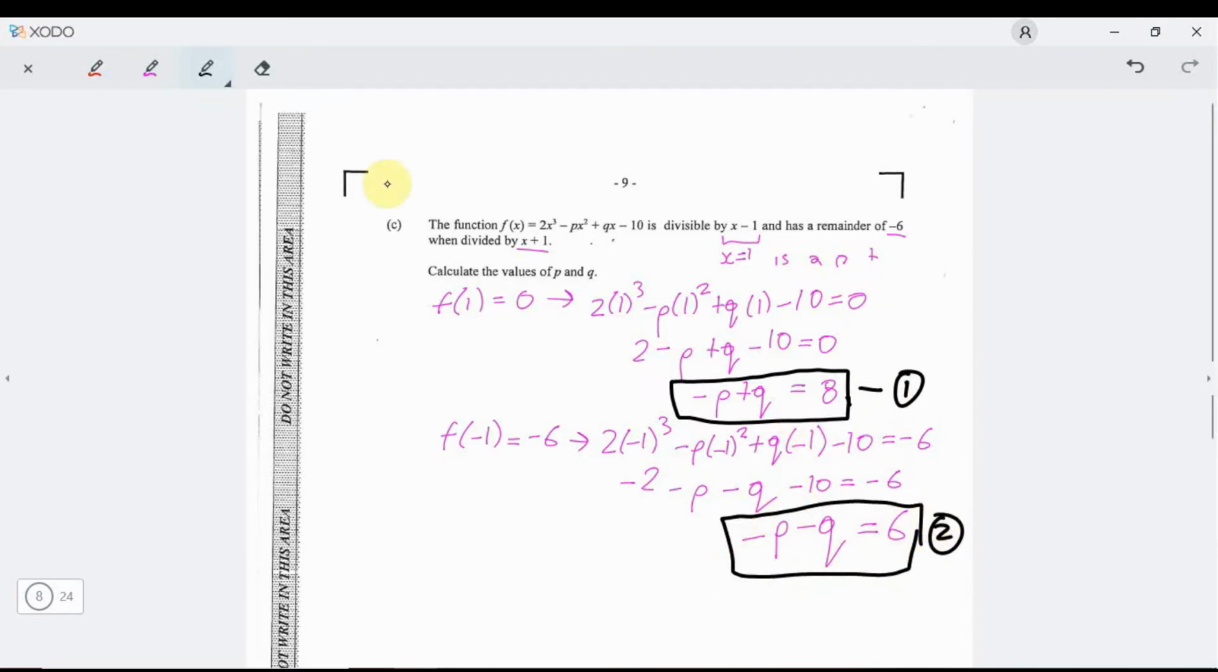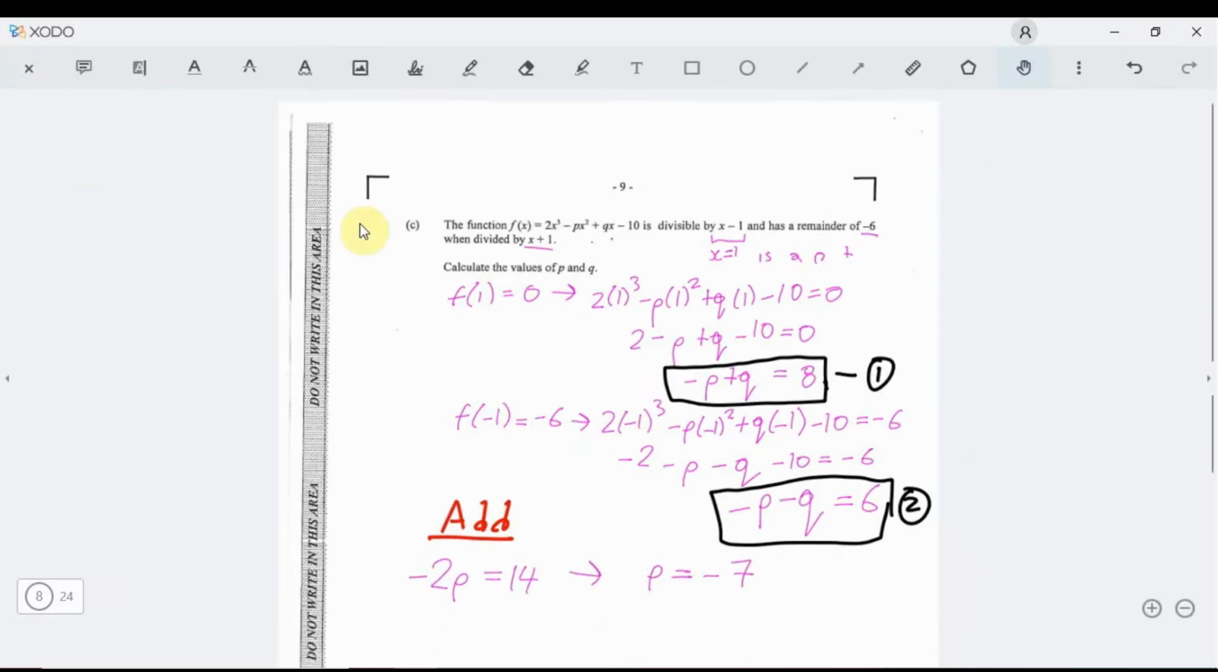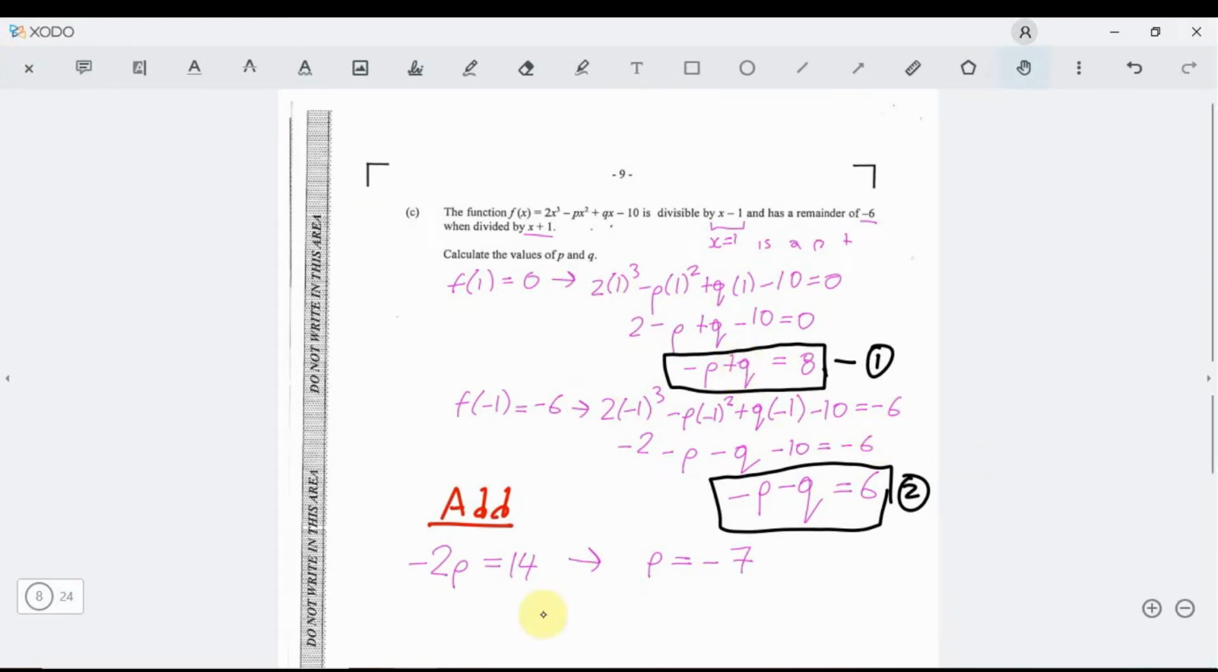Now I like to add them and eliminate, or subtract them, but I just like the elimination method. So I will add them. Adding, I notice minus p plus minus p becomes minus 2p. Then q plus -q is gone. Then 8 plus 6 is 14, which implies p equals, dividing by -2, p is -7. Once I get p is -7, I need to find q. So negative of -7 plus q equals 8, using equation 1.